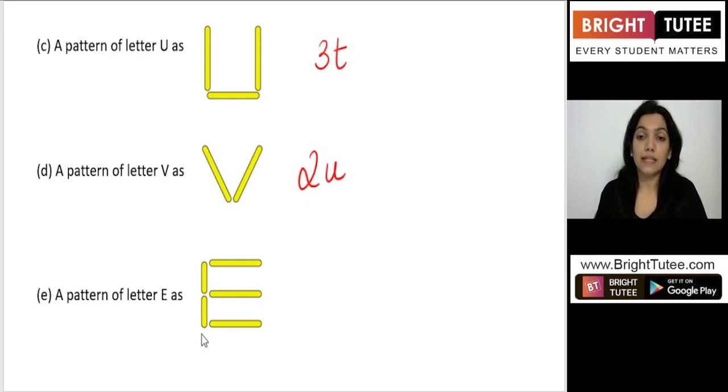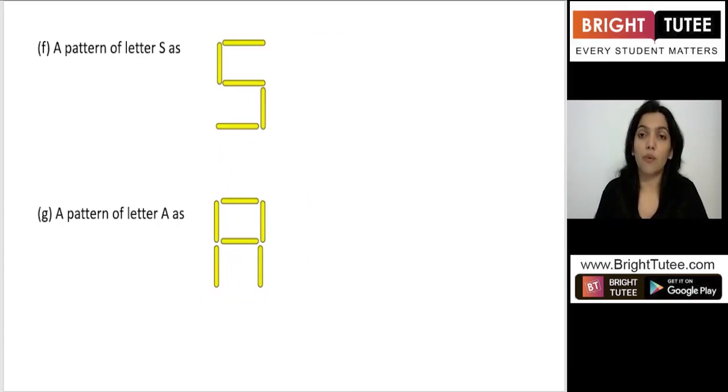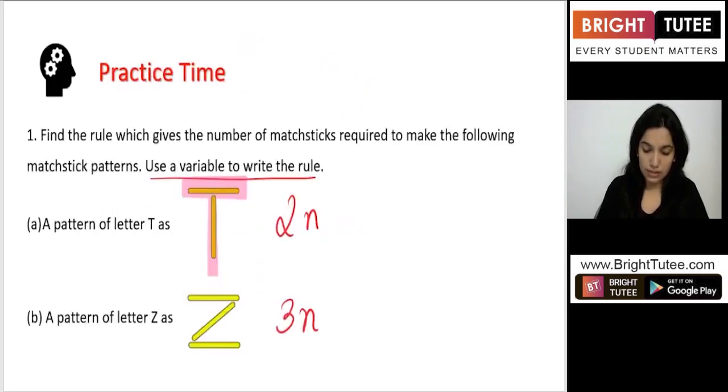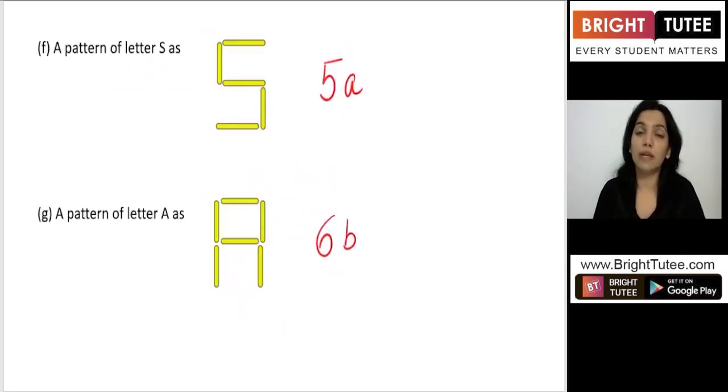A pattern to write letter E, it's 1, 2, 3, 4, 5 sticks. So it is 5, and let's keep any variable, say x. Now for S, 1, 2, 3, 4, 5, so let's say it is 5a. A is the variable. Pattern for A, 1, 2, 3, 4, 5 and 6. So let us say 6b, where b is the variable. Have you noticed that I have used several variables in order to solve a similar kind of question, that is forming a particular pattern to represent what letter is written using such sticks, right?